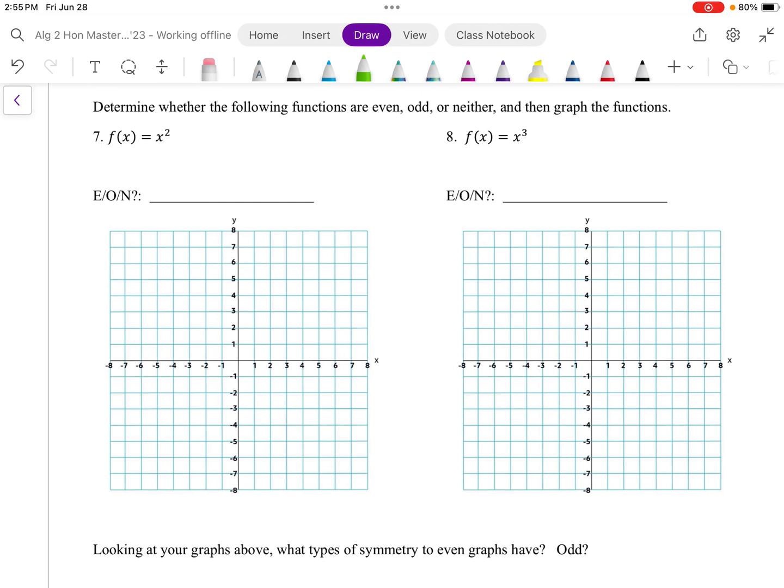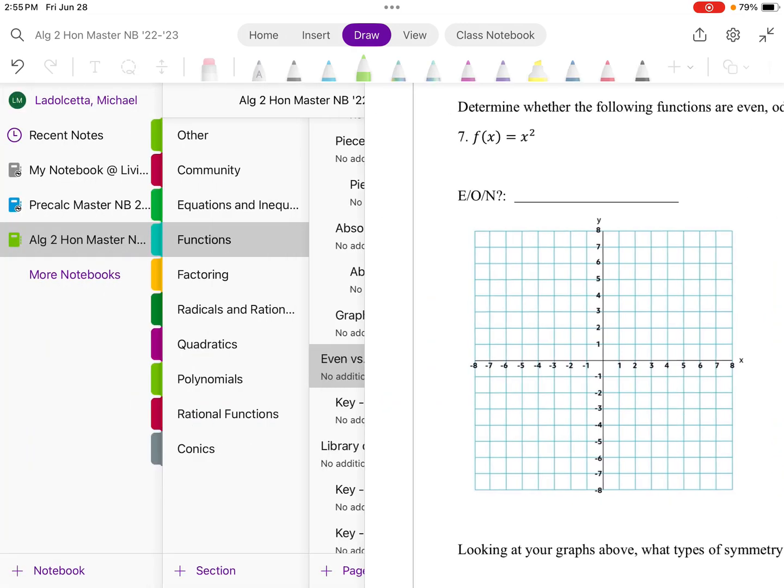Looking at the graphs above, what types of symmetry do even graphs have, and what type of symmetry do odd graphs have? Give that a try. You can pause this again, and I will put up the answers to that.